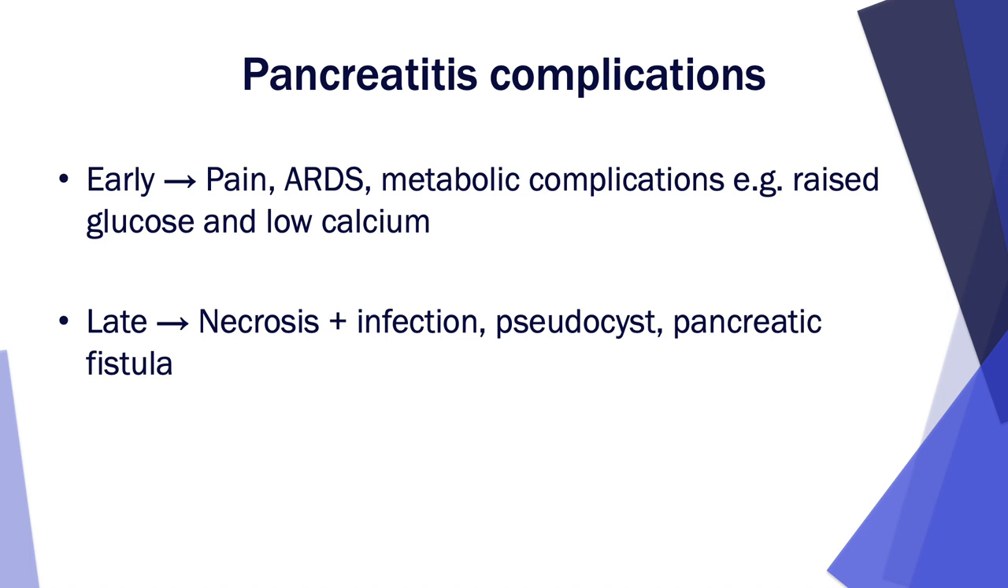Pancreatitis has several complications, and we can divide these into early complications and late complications. Early complications include pain, acute respiratory distress syndrome, and they can have metabolic complications as well, such as hyperglycemia and hypocalcemia. Complications slightly later on can include pancreatic necrosis and infection. They can develop pseudocysts, and they can also develop pancreatic fistulas.